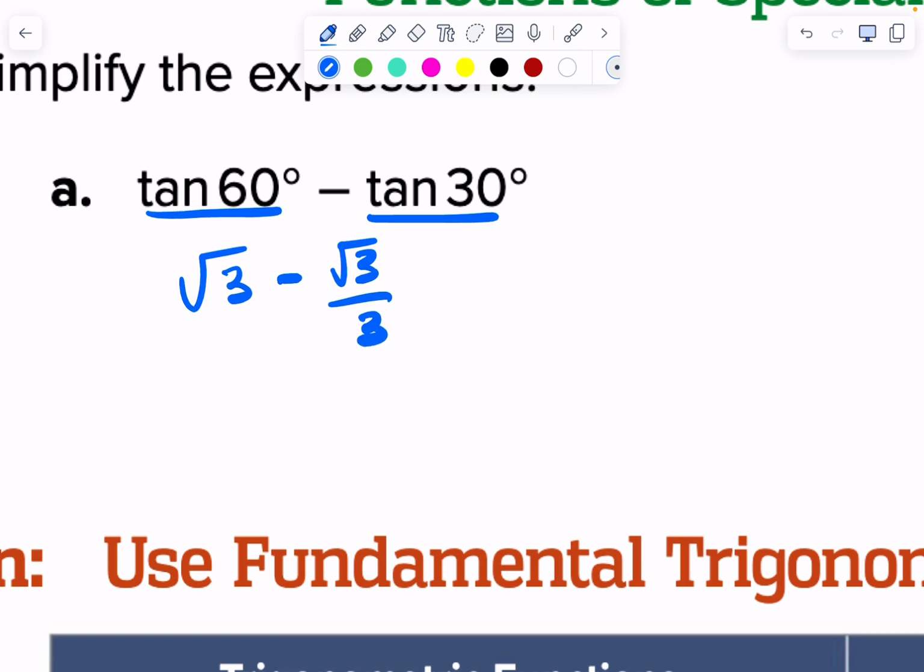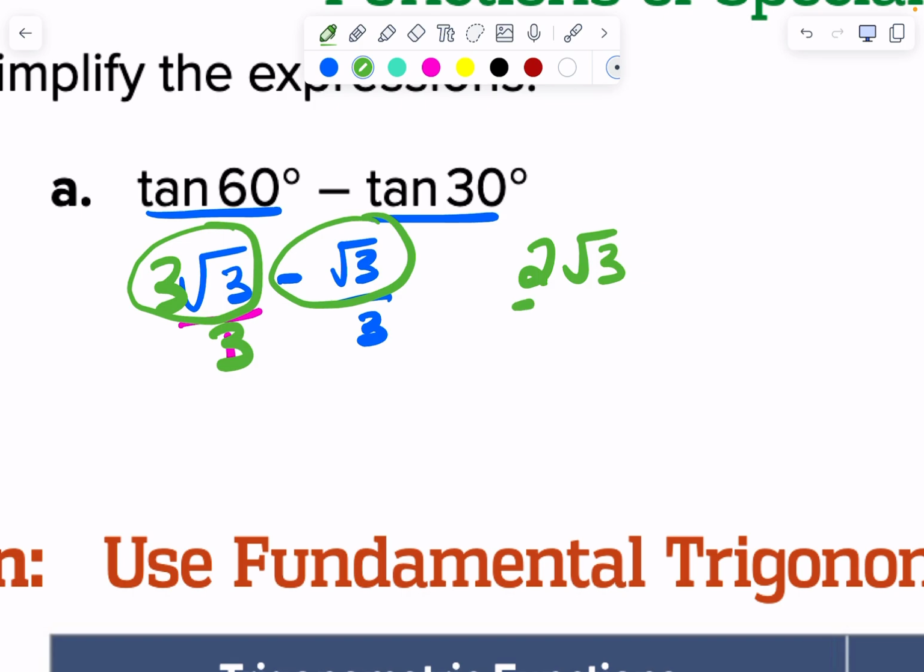How do we put those two together? This is going to test your algebra. What's the denominator of this one? 1. Okay, put it over 1 to begin with. What's my common denominator going to be? 3. So I multiply this by 3 and the top by 3, so it has 3 square roots of 3 over 3. What's 3 square roots of 3 minus a square root of 3? 2 square roots of 3, over 3.